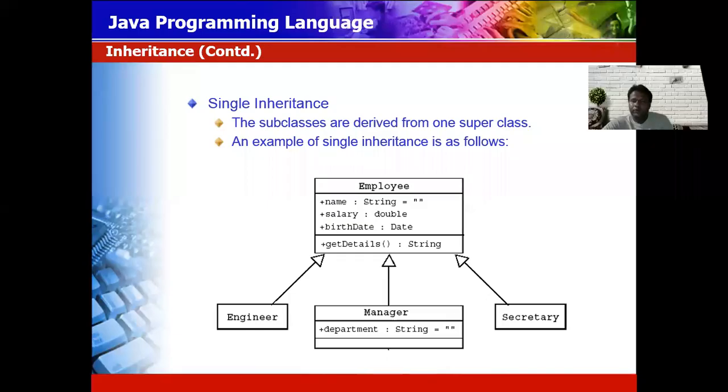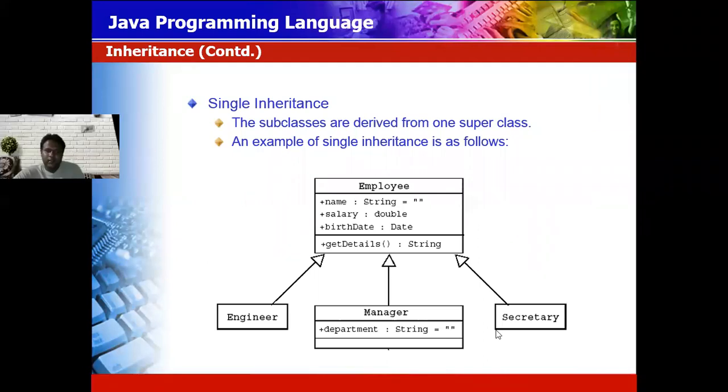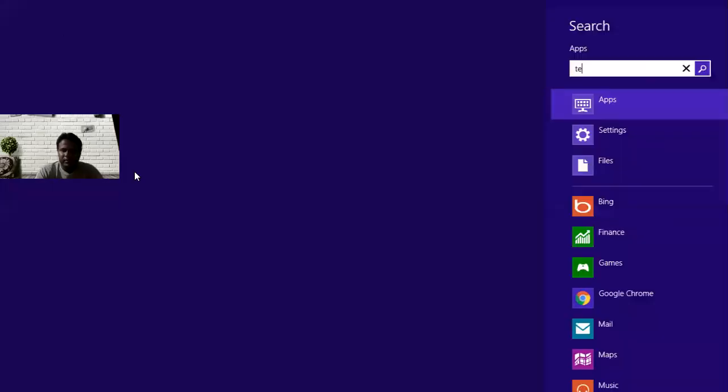As we know, Java doesn't support multiple inheritance. Java only supports single inheritance, and we learned the concepts of single inheritance, multiple inheritance, and multi-level inheritance. So how is it implemented programmatically? Let's see an example for implementing inheritance in Java.